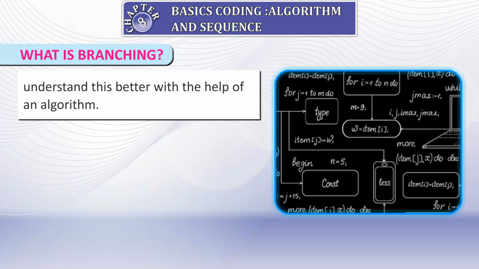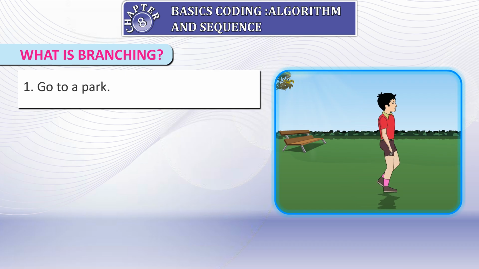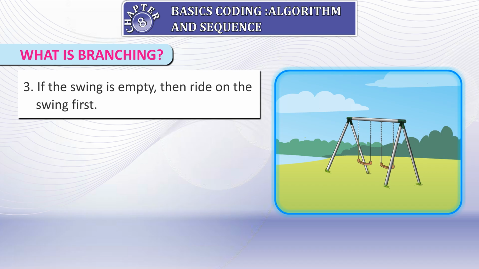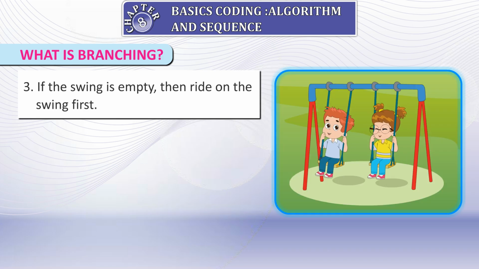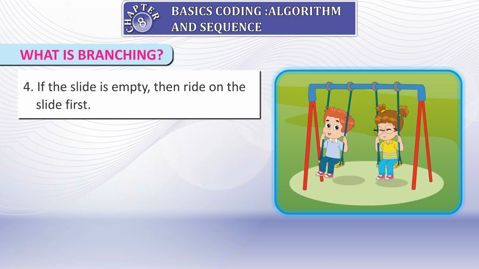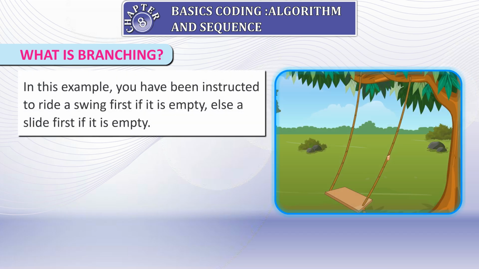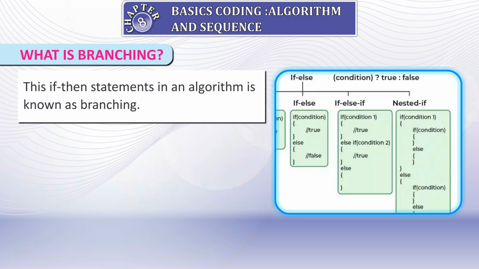Let's understand this better with the help of an algorithm. 1. Go to a park. 2. Go near the rides. 3. If the swing is empty, then ride on the swing first. 4. If the slide is empty, then ride on the slide first. In this example, you have been instructed to ride a swing first if it is empty, else a slide first if it is empty. This if-then statements in an algorithm is known as branching.